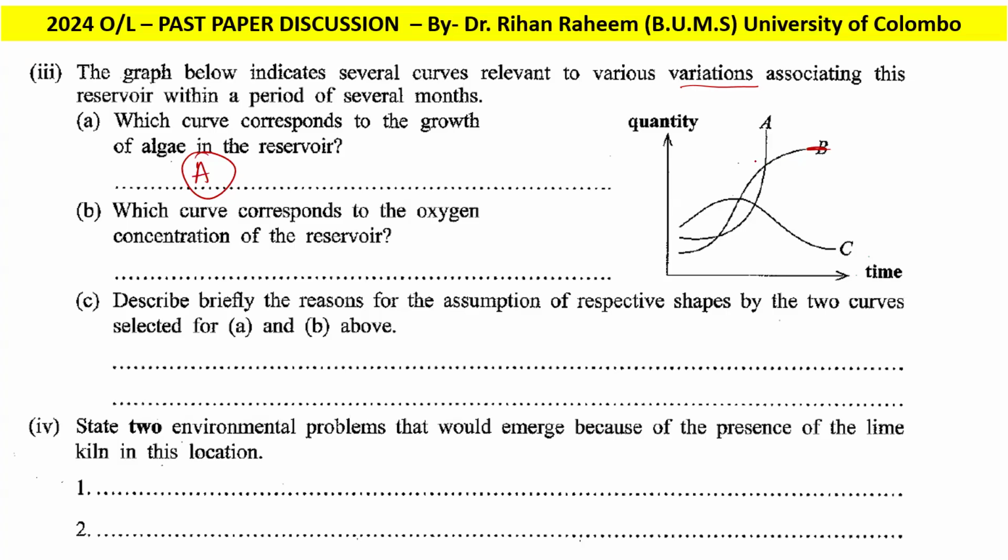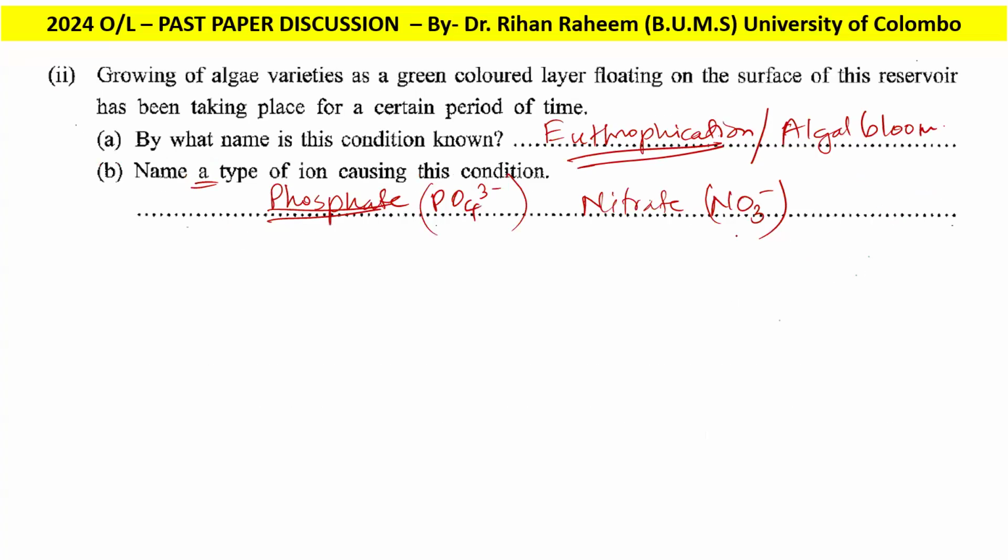Which curve responds to the oxygen concentration in the reservoir? So what happens is, when the algae are growing and blocking the surface, what will happen? The amount of oxygen will start reducing. That is known as biological oxygen demand during eutrophication. Okay, I'll explain the eutrophication process.